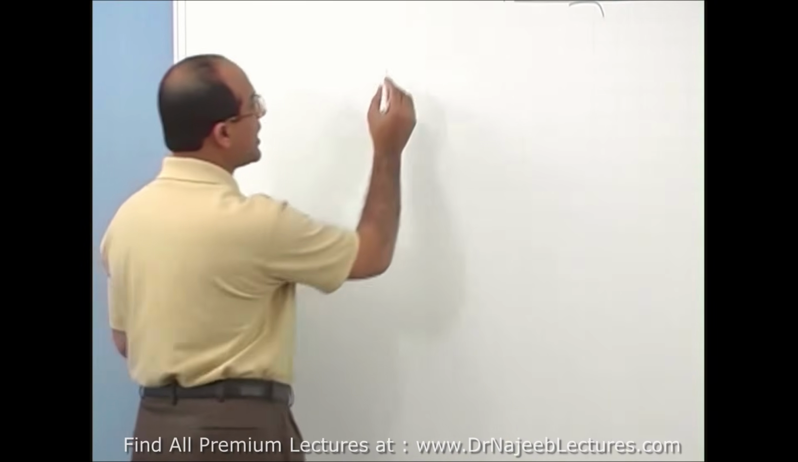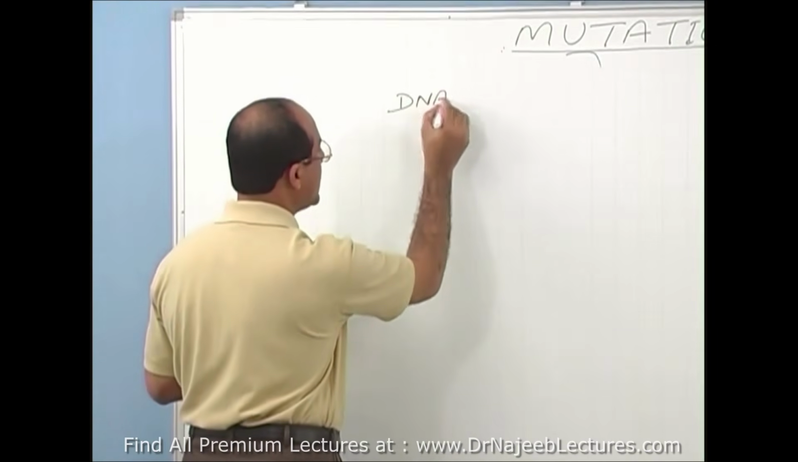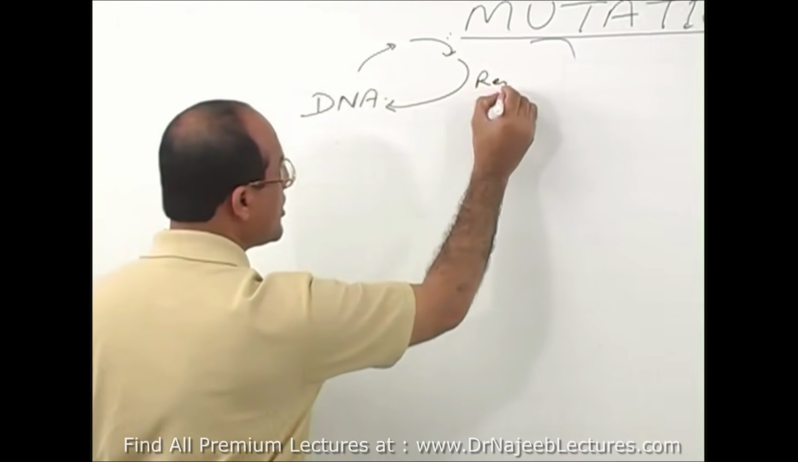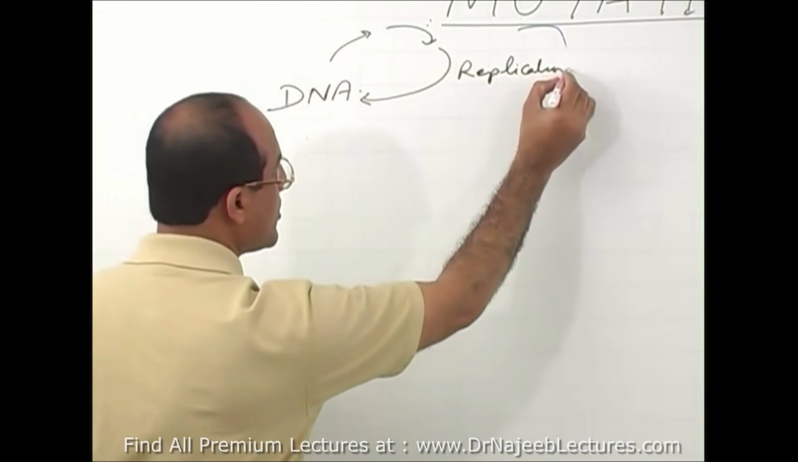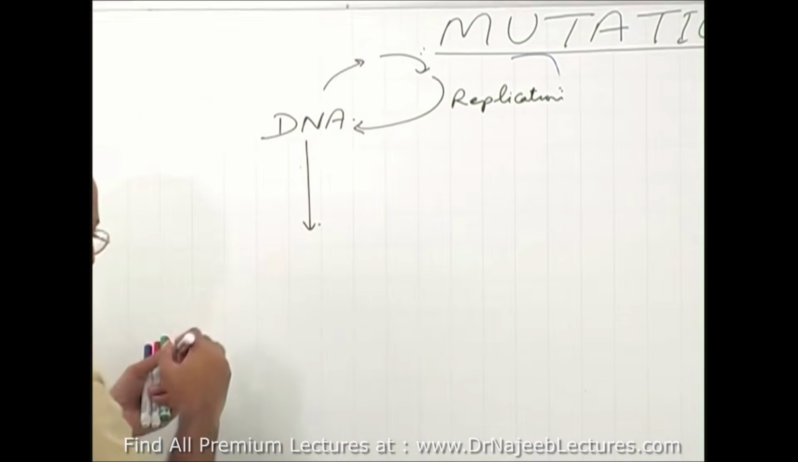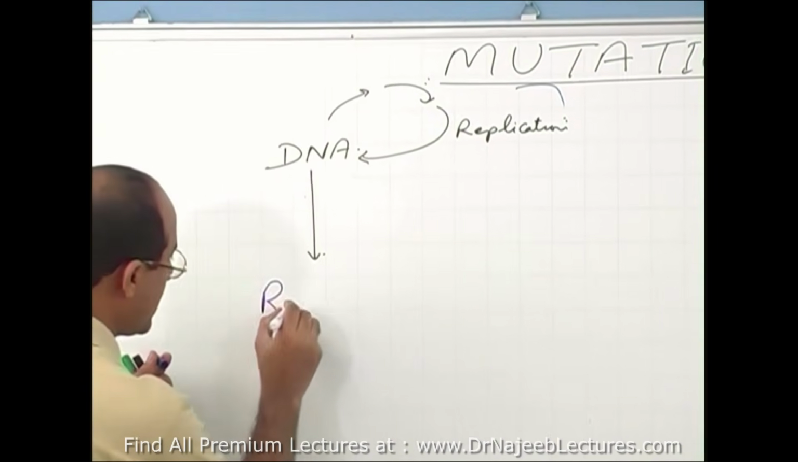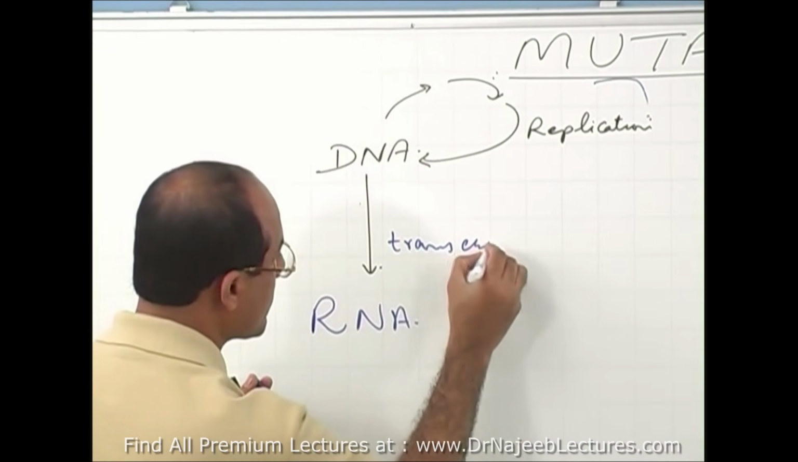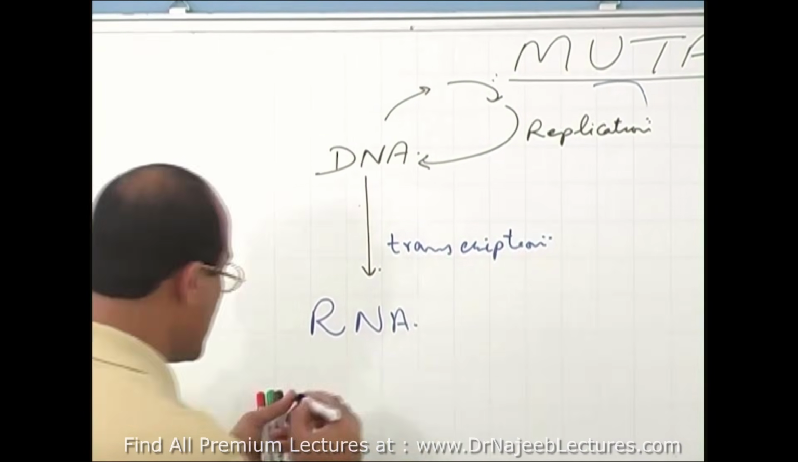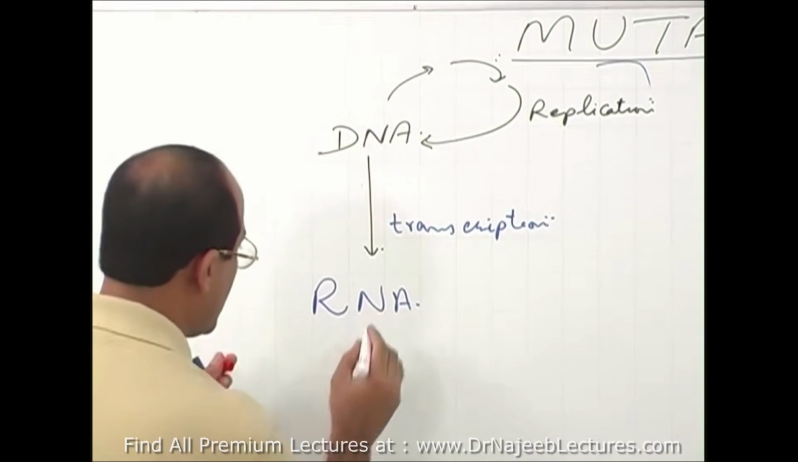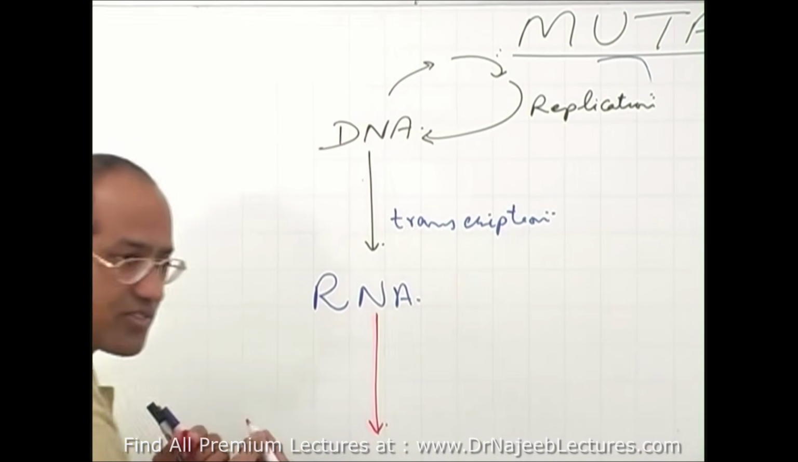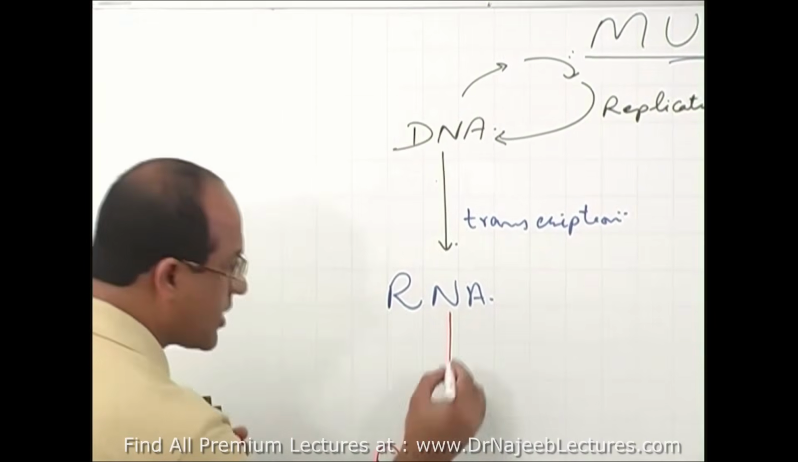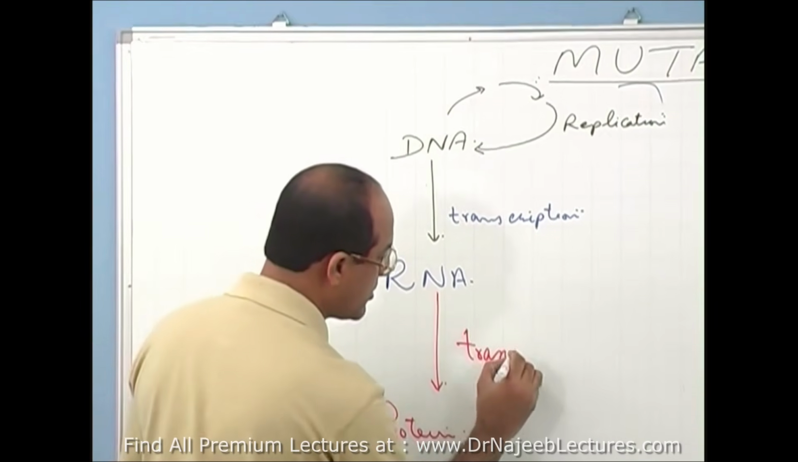That master plan for the life is present in DNA. If DNA multiplies and comes back to DNA, it means this is replication. And if DNA leads to formation of RNA, then it is transcription. And if messenger RNA is decoded by transfer RNA and new proteins are made, or a peptide chain is made, what is this? Translation.